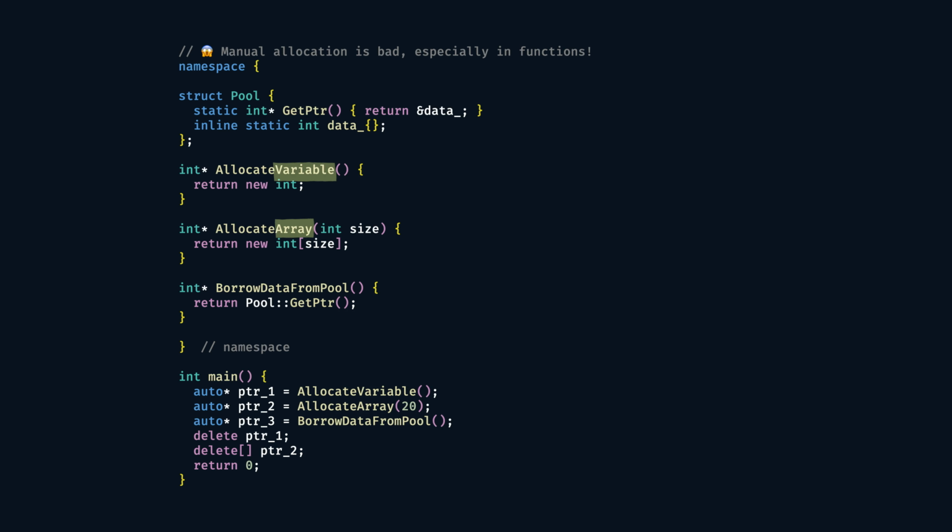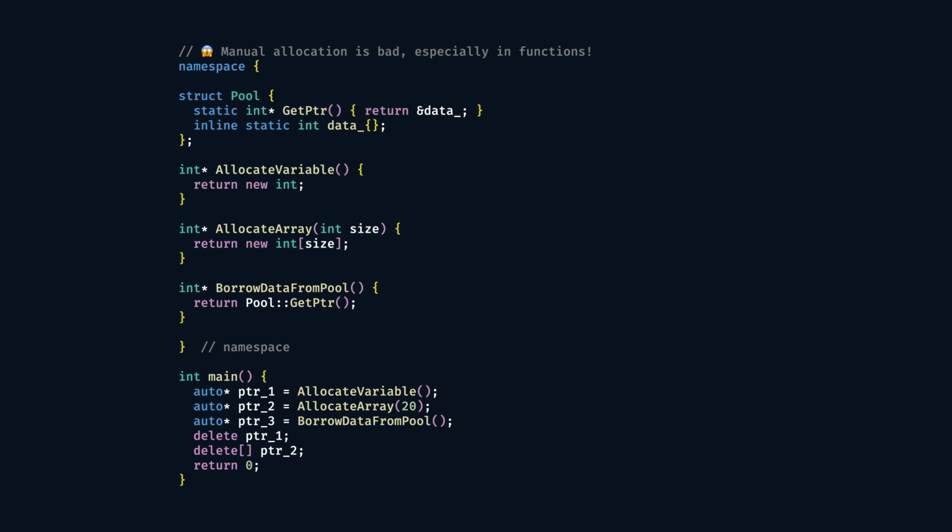So we know that we should use delete operator to free the memory of a single allocated variable under pointer 1, delete array operator to free memory allocated to store an array pointed to by pointer 2, and that we should not touch the memory under pointer 3 as that memory will be freed by the pool struct.